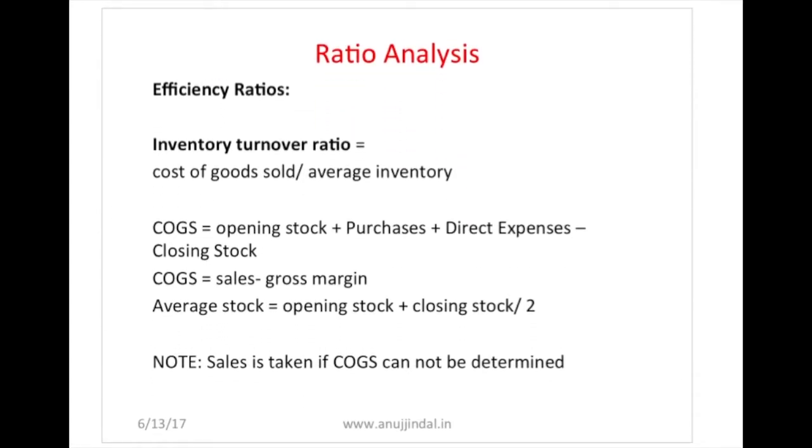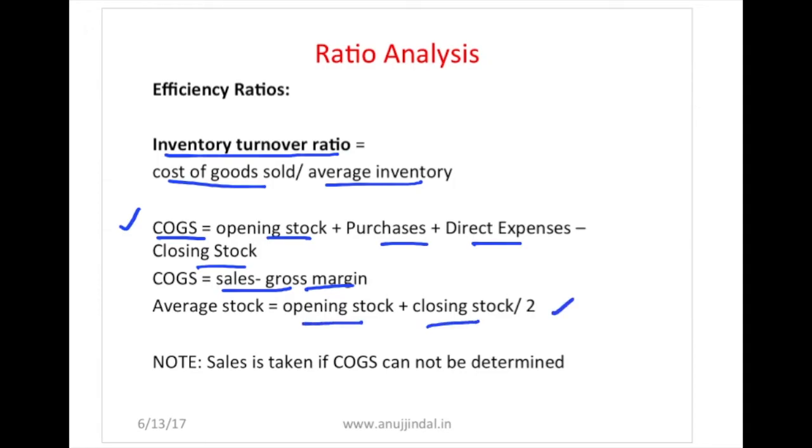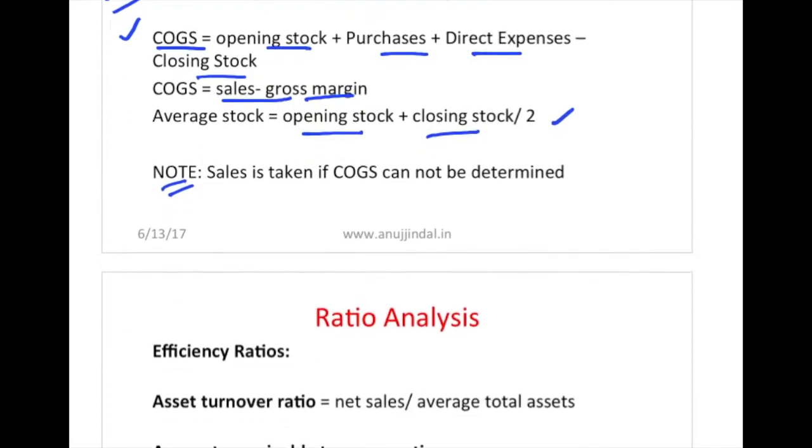Next is efficiency ratios. The first one is inventory turnover ratio, which is COGS, or cost of goods sold, upon average inventory. You already understood how to find out COGS. Let's see it again. Opening stock plus purchases plus direct expenses minus closing stock, or sales minus gross margin also gives us cost of goods sold. Average stock here is opening stock plus closing stock divided by 2. One thing to note here is sales is taken if COGS cannot be determined. So if COGS cannot be determined in a question, only then do you take sales in place of COGS in order to find out inventory turnover ratio.